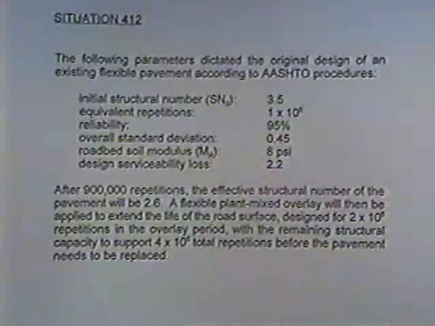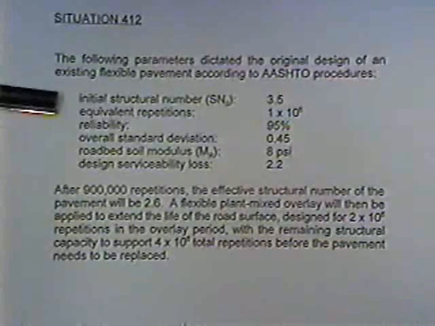I would like to point out in your notes there's an example problem from an example quiz that gives you some parameters based on an existing flexible pavement that was designed according to AASHTO procedures. A couple of things to bring to your attention: we've talked about initial structural numbers. This particular example says it was 3.5.